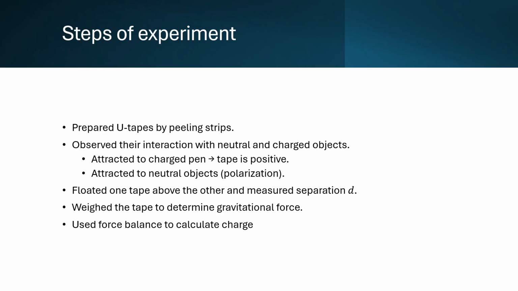This is how we did the experiment. I don't really have a picture of it, but this was the step-by-step process. We prepared tapes by peeling strips, placing one tape on the table and another on top of it, and then pulling it off really fast so it became charged. Then we observed the interaction with neutral and charged objects to determine what charge was on the tape.